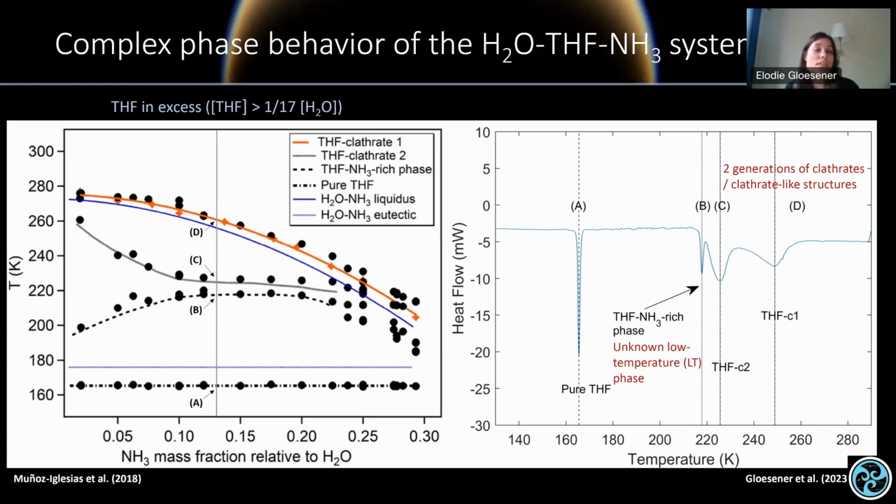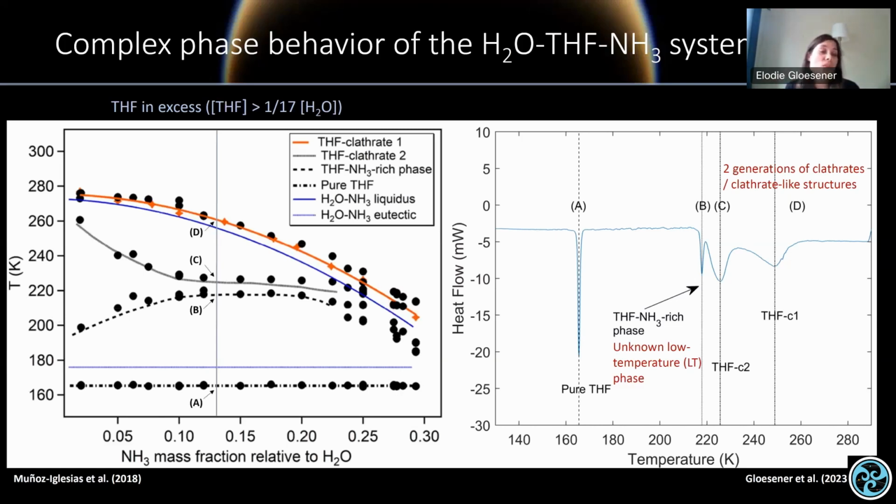So in the previous study at JPL, it has been found that a water THF ammonia system is very complex with multiple phase transitions. And you can see here on the left the phase diagram of the system. So it's a system where THF is in excess. So the THF concentration is larger than the ideal molar ratio for THF clathrates.